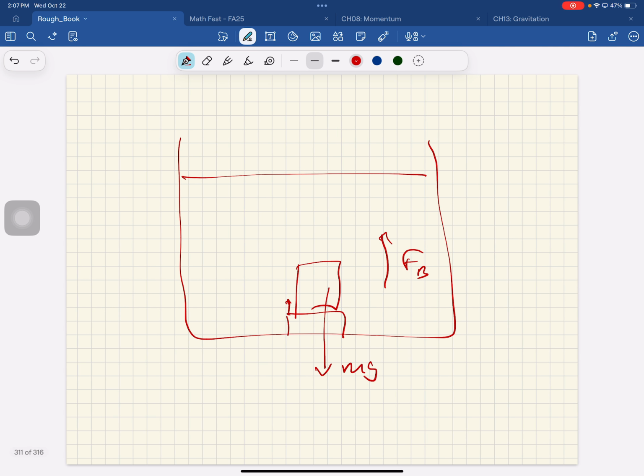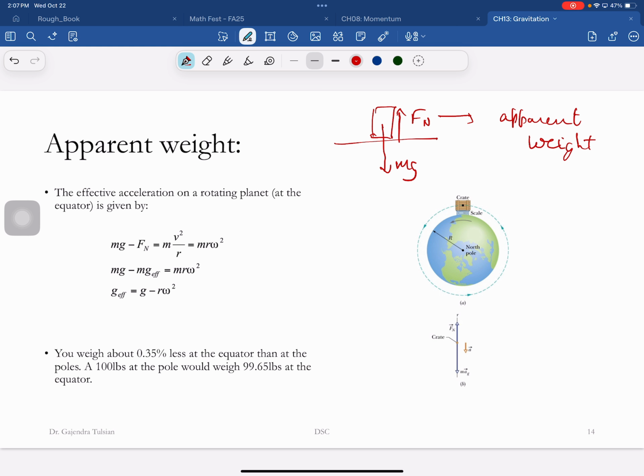All right, so now let's come back to this. Your apparent weight is the force with which the ground pushes you up. So here's the Earth, here's this object, there's the force of gravity that pulls it down, and there's the apparent weight. That is true. So this will equal mg. But now let's do the following.